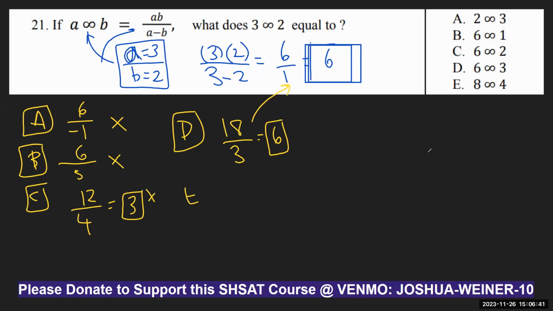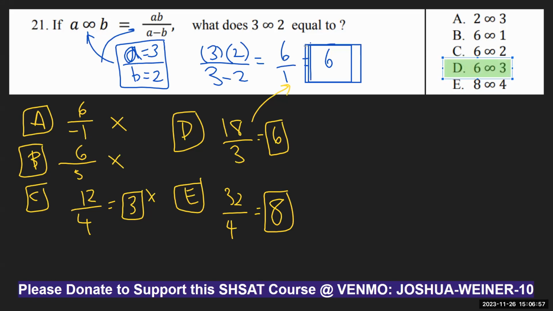Let's just make sure E is not correct. 8 times 4 is 32, upon the difference, 8 minus 4 is 4, is 8. That's not equal to 6. So there's only one match. D was absolutely correct, ladies and gentlemen.